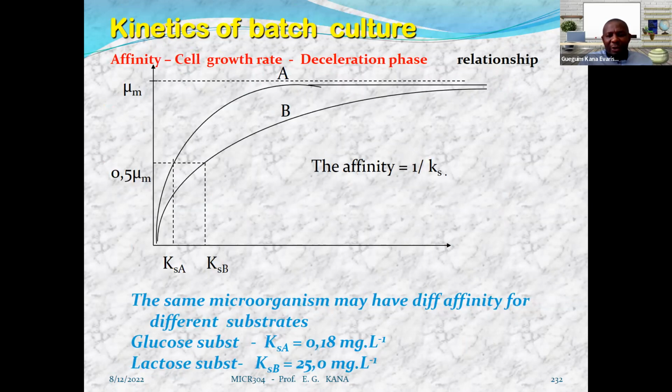on which substrate will the cell have a shorter deceleration phase? Here's a question. This is an exam question again. Based on these two graphs, on which substrate will the cell have a shorter deceleration phase? I'm going to give you 1 mark if you get it right, provided you remind me.